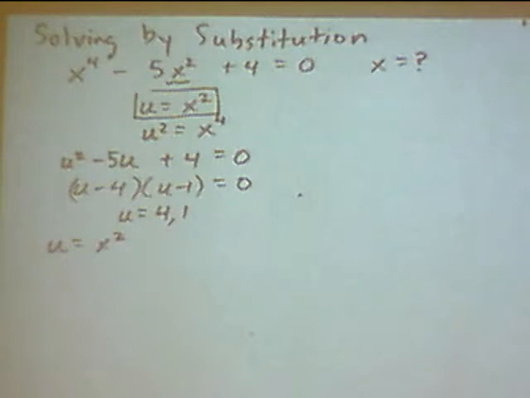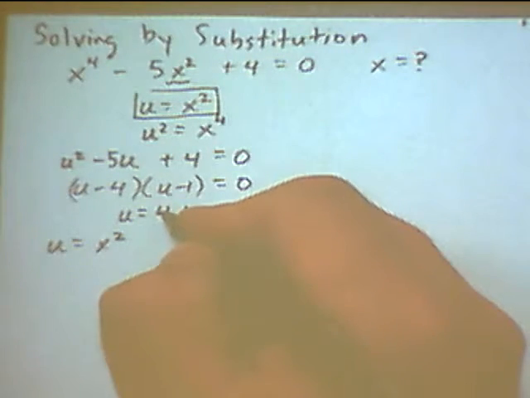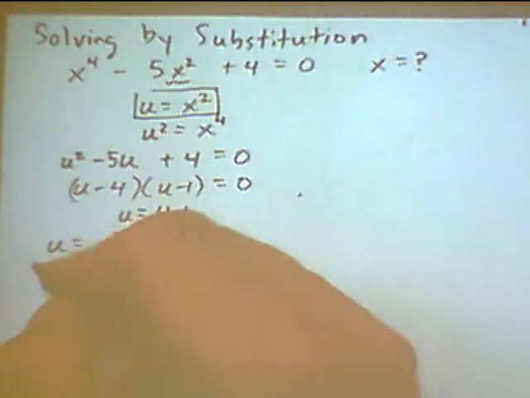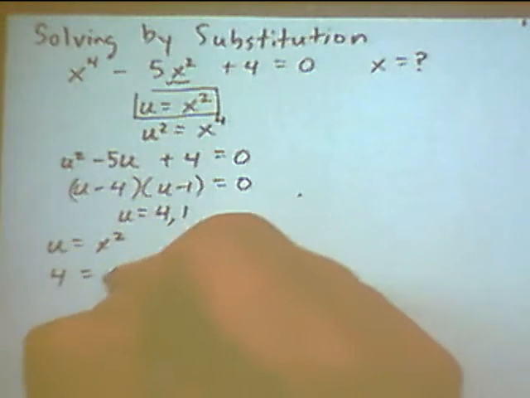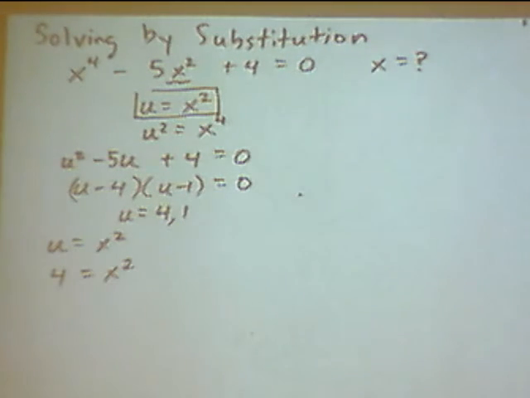So what I'm going to do now is take my first solution for u. I'm going to take 4. Now I'm going to plug it in for the u right here. And now I'm going to solve this equation for x. 4 equals x squared. If I want to solve that for x, what would I do?